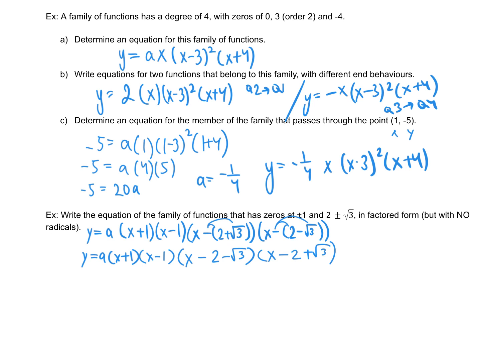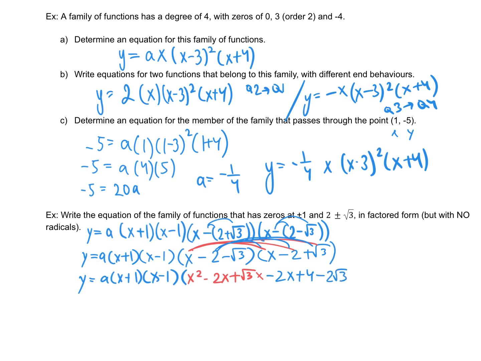And if I want to get rid of that radical, I'm going to try to do some distributive property here in the hopes that those root 3's will clean up nicely and I won't have radicals anymore. So let's go ahead and do our distribution. I'm going to distribute x first into all three terms. So that's going to be x squared minus 2x plus root 3x. I really hope that disappears at some point. Now I'll take the -2 and distribute it. So minus 2x plus 4, because I'm careful with my signs, minus 2 root 3.